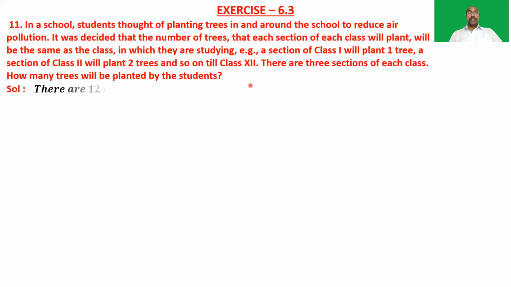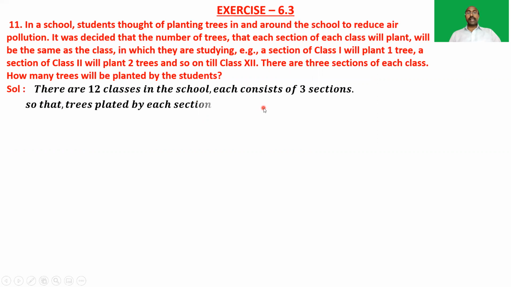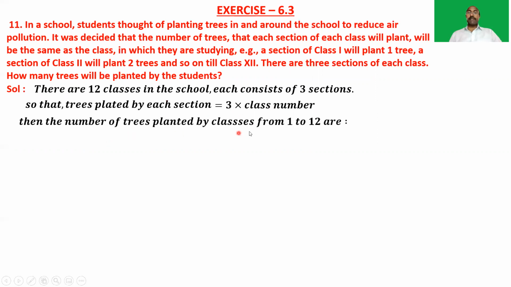So there are 12 classes in the school. Each consists of 3 sections. So the trees planted by one section is equal to the class number, and in that way, the trees planted by all sections is 3 into the class number. So the number of trees planted by classes 1 to 12 are 3 into 1, 3 into 2, 3 into 3, up to 3 into 12. That is 3, 6, 9, up to 33 and 36.